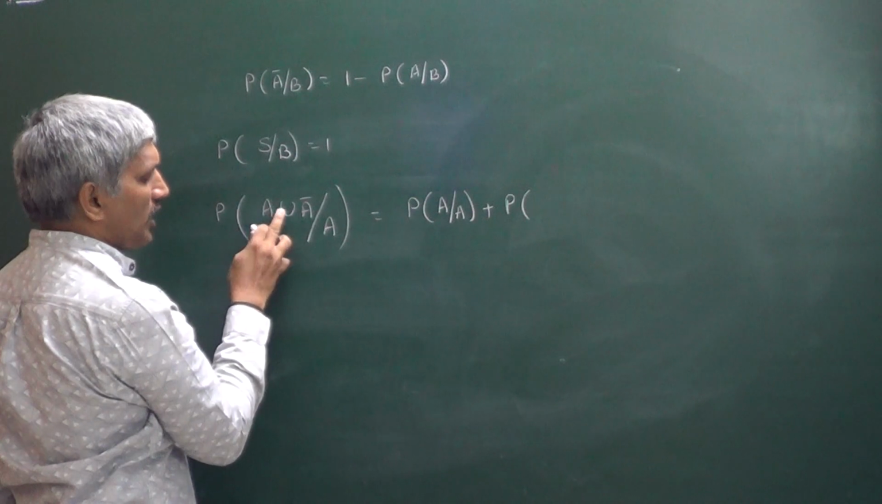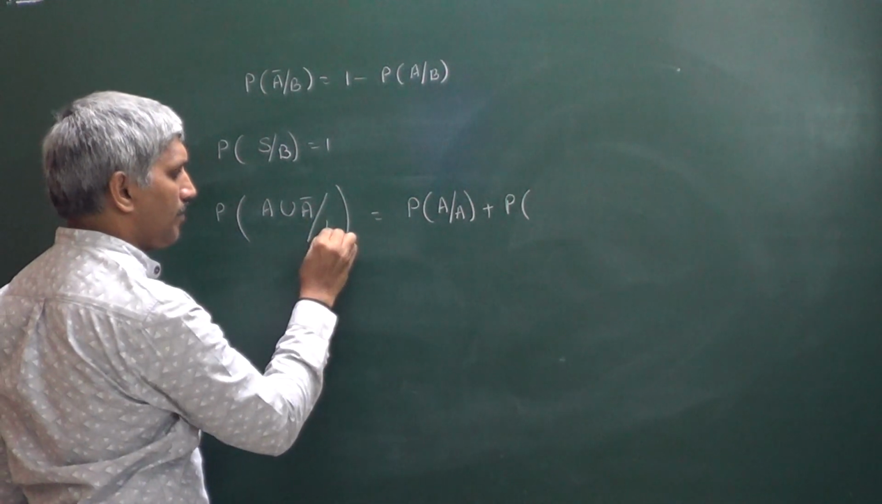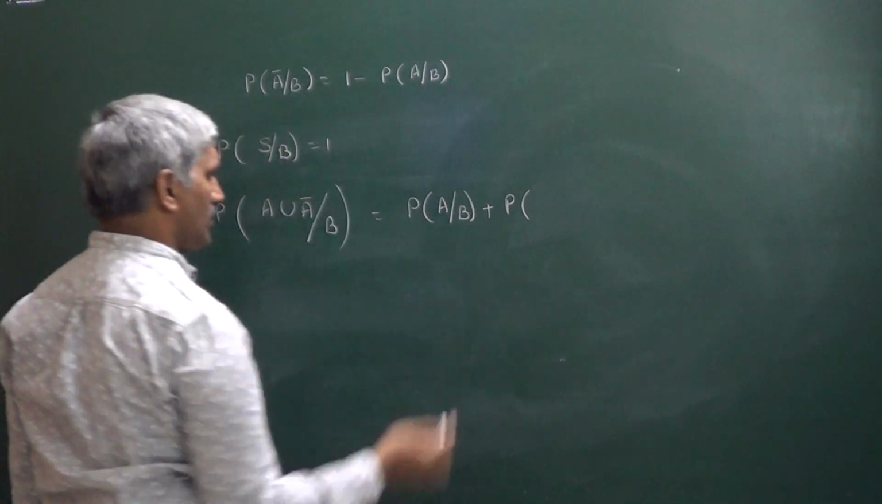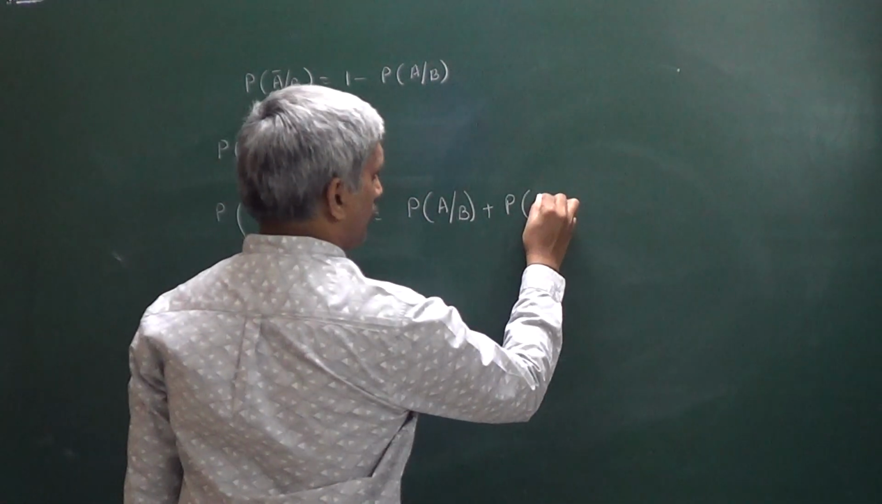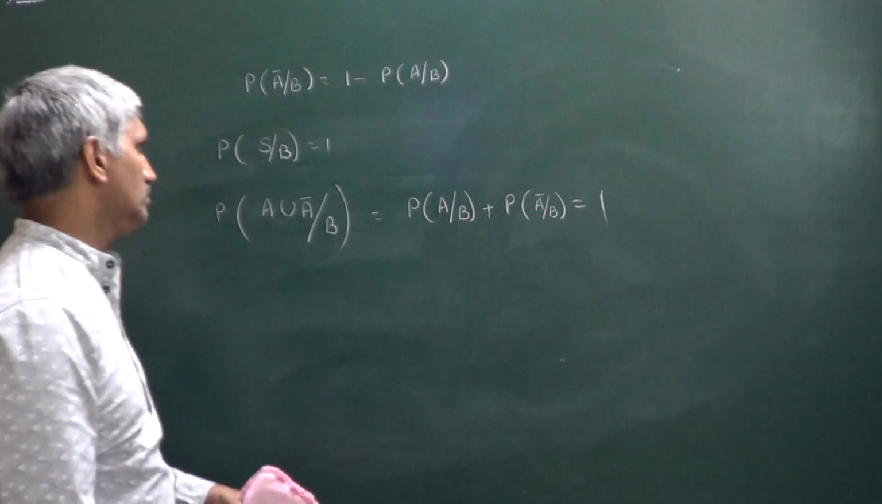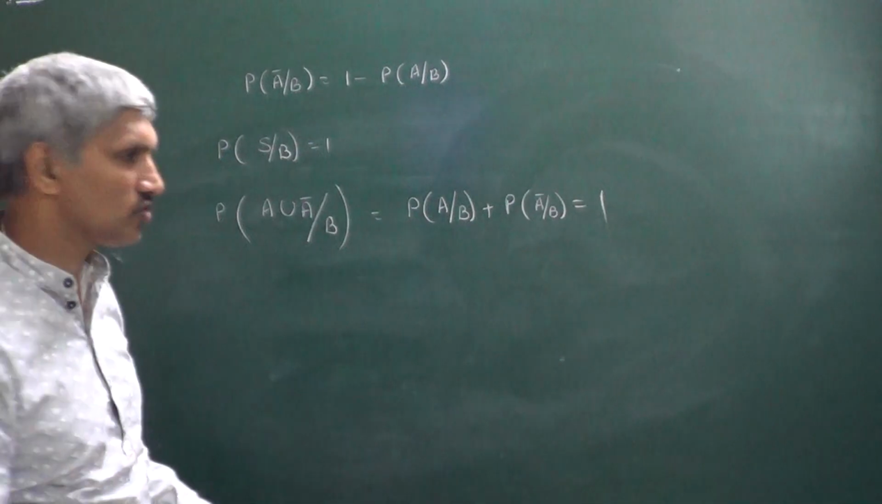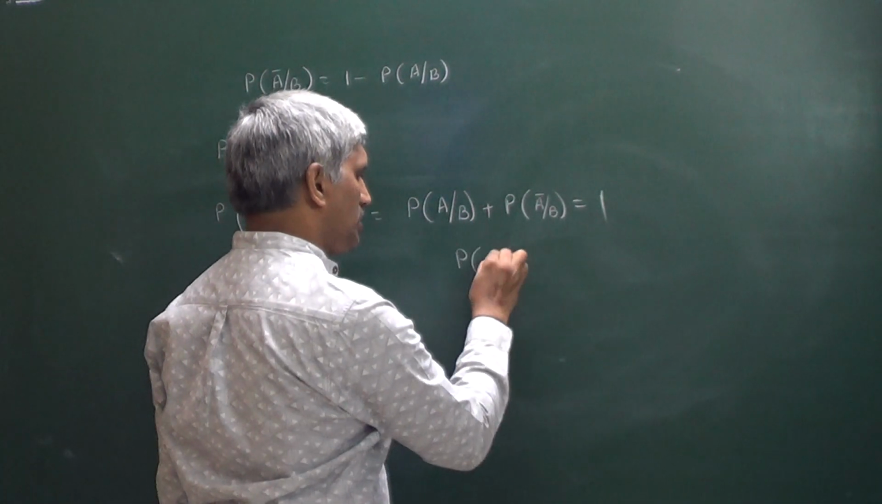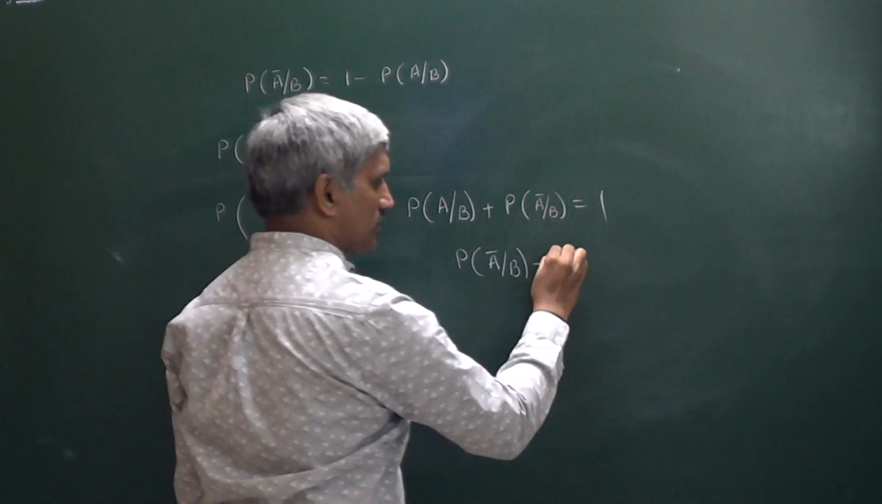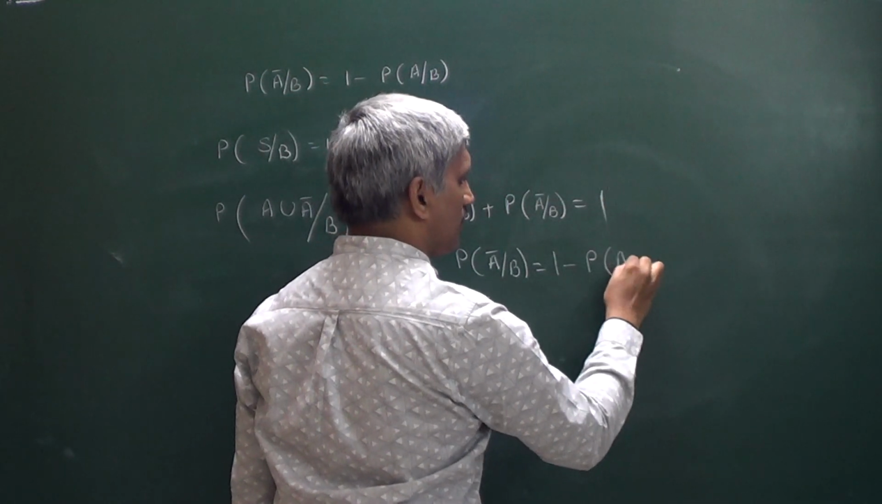So P(S|B) is equal to 1, and I am writing A ∪ A bar given B. Now I can write this as P(A|B) plus P(A bar | B) is equal to 1, because P(S|B) is equal to 1. Now from this we can write P(A bar | B) is equal to, shifting to that side, 1 minus P(A|B).